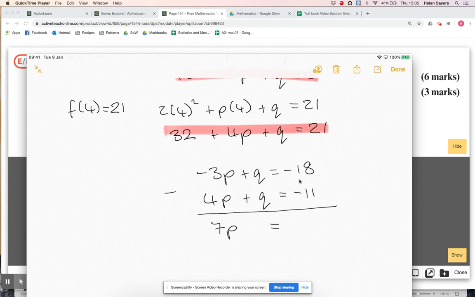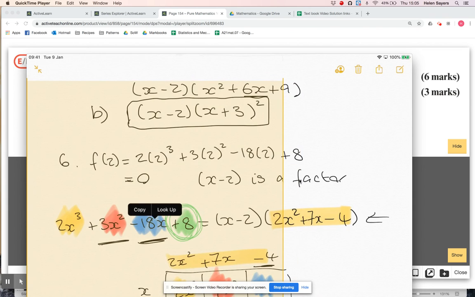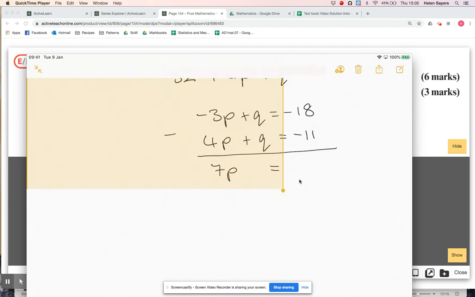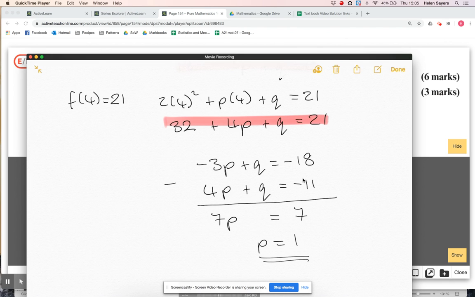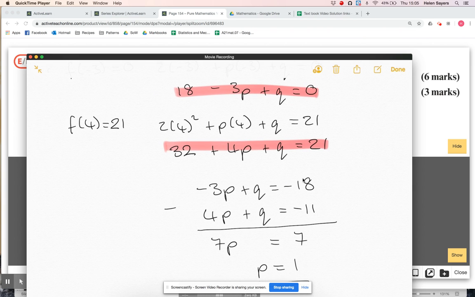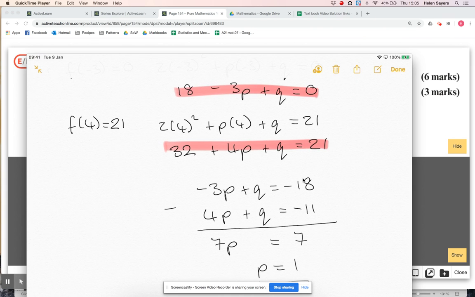So I'm doing 4p minus 3p. So I've done 4p minus 3p. So then I would do q minus q, it's nothing. So I'm doing minus 11 minus 18. So I get p is 1. Okay, but there's lots of different ways you might have done that. You might have made q the subject of each of them and or substituted one into the other.